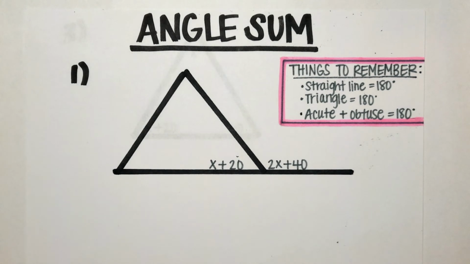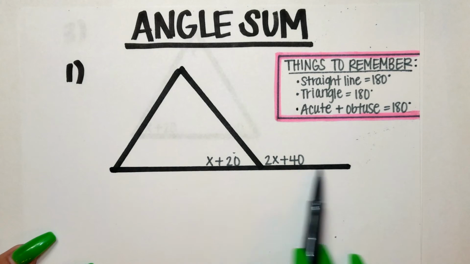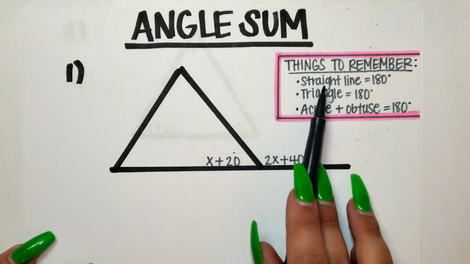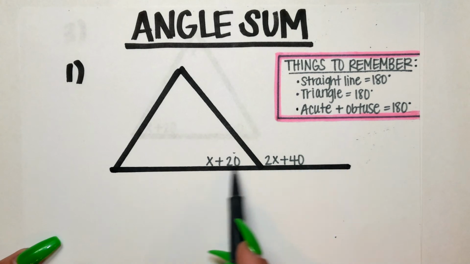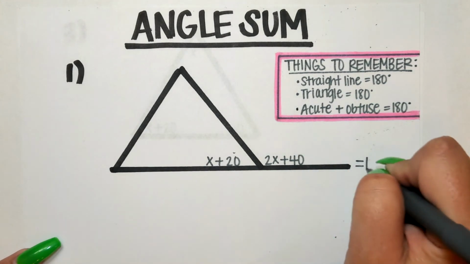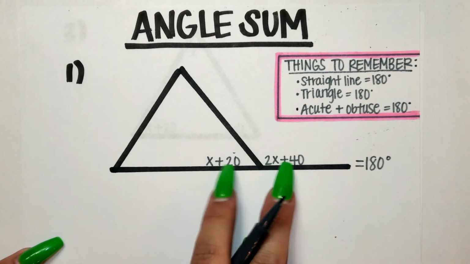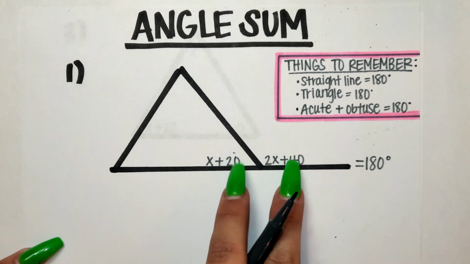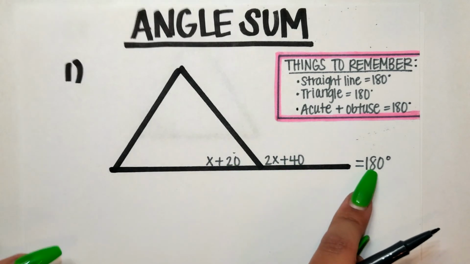So let's look at number one. We have a triangle with an extended line. This extended line here is a straight line. So I know that this line is 180 degrees. So both of the angles sitting on this line are going to add up to 180 degrees.